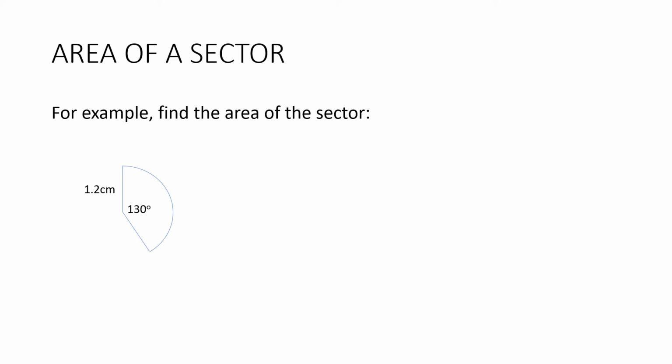Here's an example. Our angle is 130 degrees. Our radius is 1.2 centimeters. So let's put it into the formula. So this is theta, which is that, out of 360 times pi times r squared. Into the calculator, we get 1.6 centimeters squared.